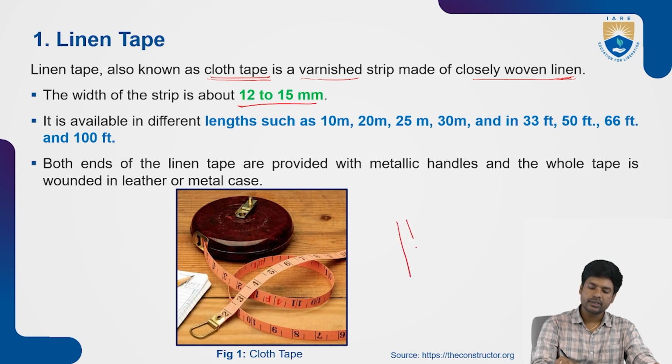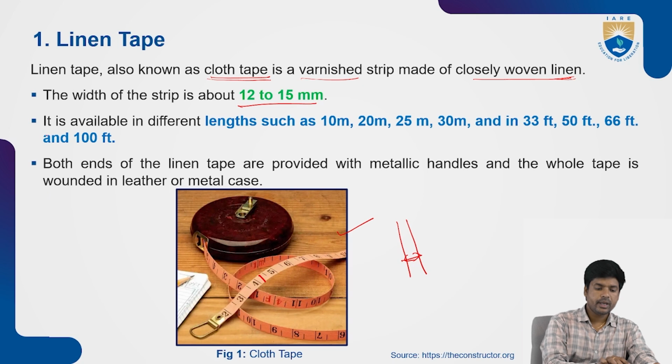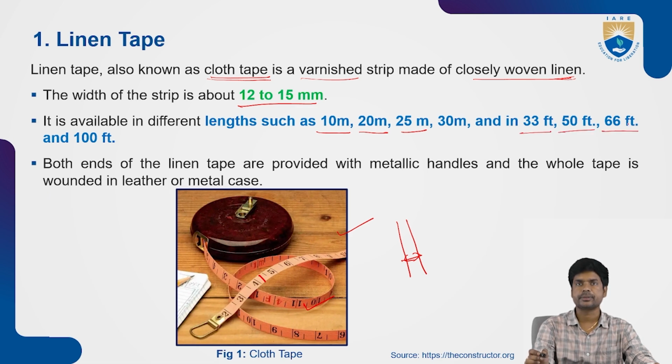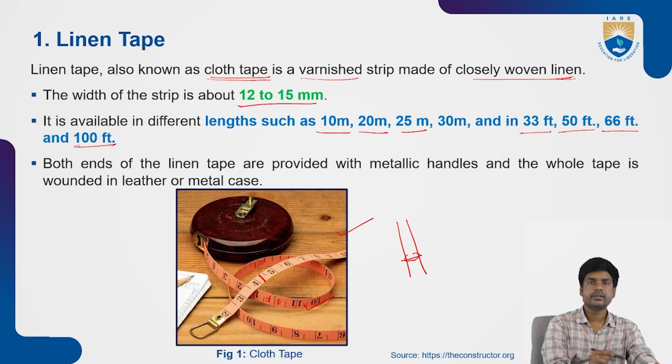That is the width of the tape, and here you can see in this picture, this width will be around 12 to 15 mm. It is available in different lengths such as 10 meters, 20 meters, 25 meters, and 30 meters. At the same time, we also get this type of tape in 33 feet, 50 feet, 66 feet, and 100 feet.